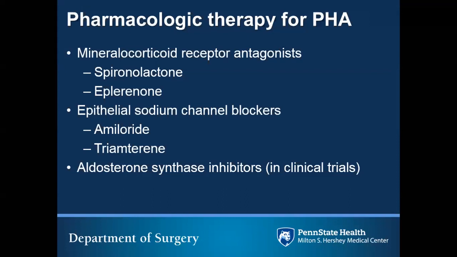We can treat hyperaldosteronism pharmacologically, which is one of the reasons we don't operate and do bilateral adrenalectomies for this. So there are specific aldosterone antagonists, both spironolactone and eplerenone. Oftentimes you'll have to go through a spironolactone before you get to a eplerenone because of cost issues. If neither of those are working, you can use sodium channel blockers, specifically amiloride and triamterene. And then there are some aldosterone synthase inhibitors in clinical trials.